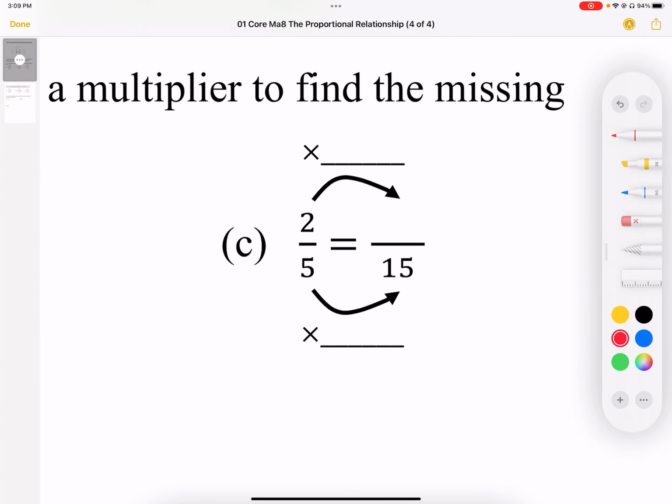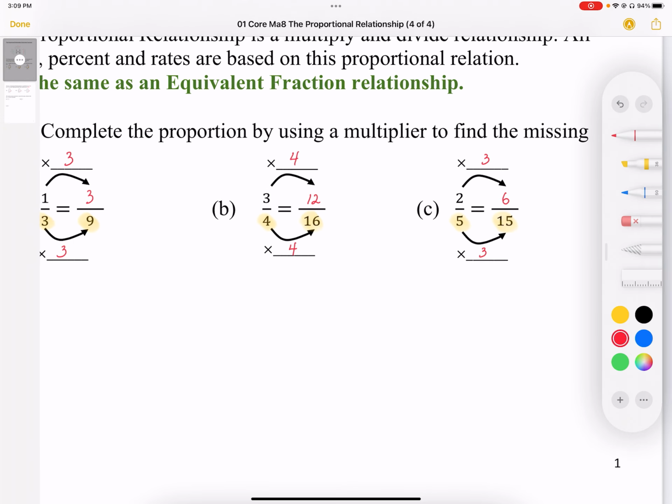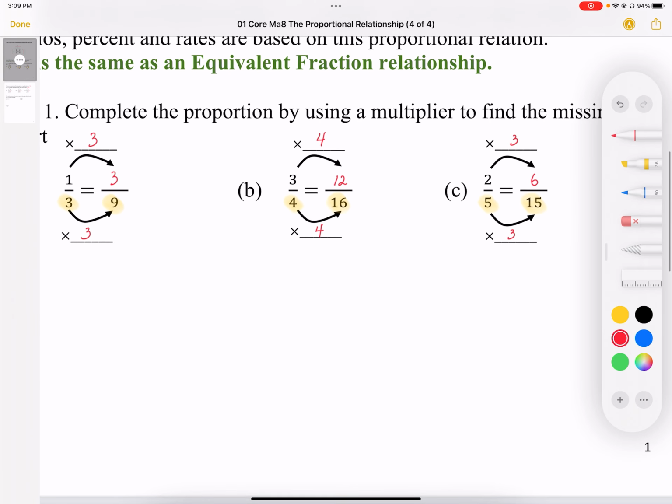We do the same thing here. We're going to compare these two numbers. The multiplier that we're going to use to go from 5 to 15 is times by 3. We're going to times by 3 on the top. So 2 times 3 is 6. So the fraction 2 over 5 is equal to 6 over 15. In other words, the proportion 2 over 5 is equal to the proportion 6 over 15. So this is how we can work with equivalent fractions.